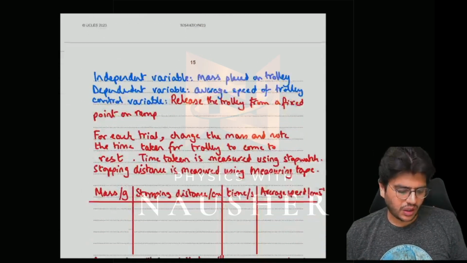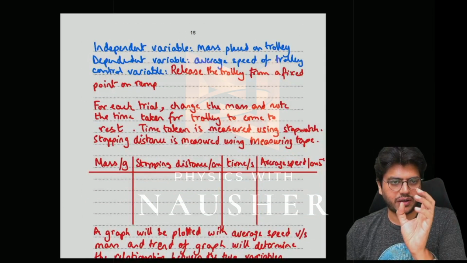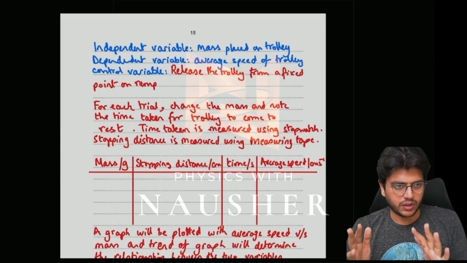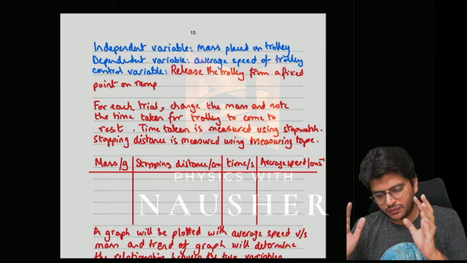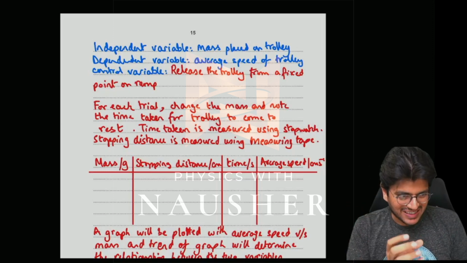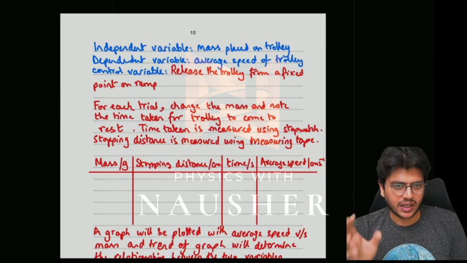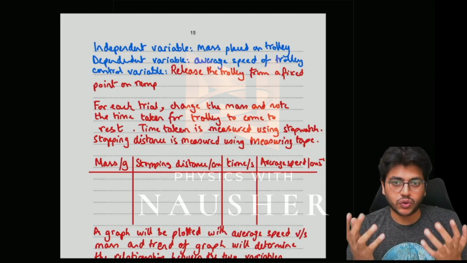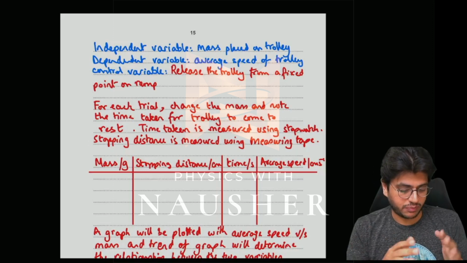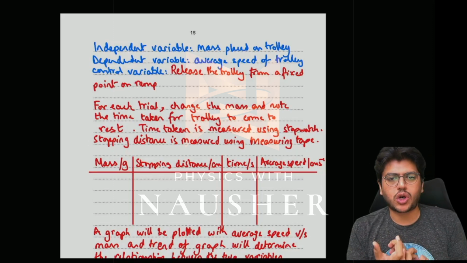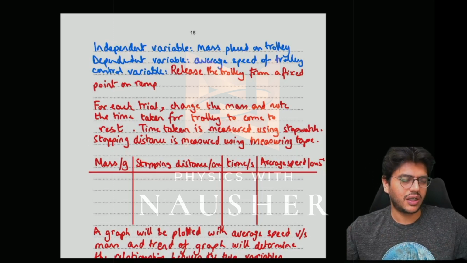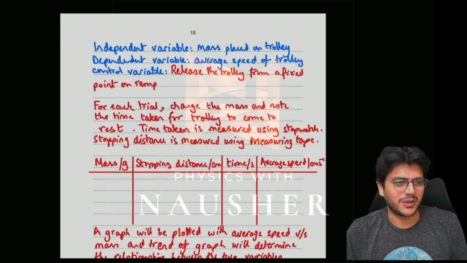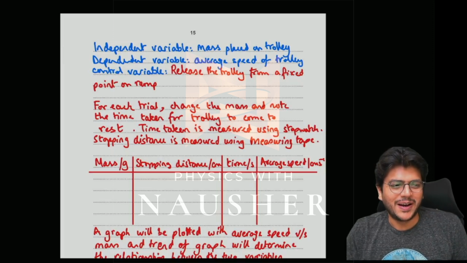So your independent variable, your dependent variable, and then whatever you want to calculate. So mass, stopping distance, time, and finally average speed. And if you know the units, that's even better. You can put the units with them. I've written stopping distance in centimeters because you know that you can't measure distance in meters. It's a lab based experiment. You're not doing it on the motorway.